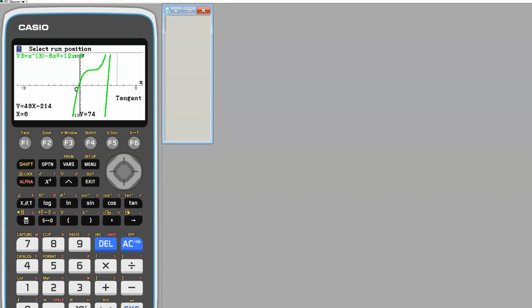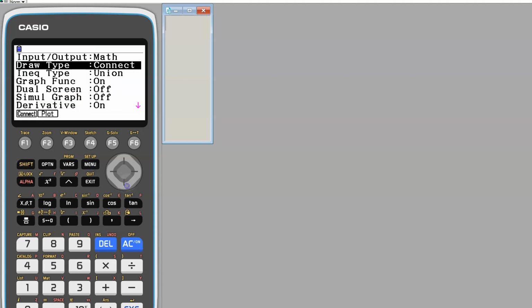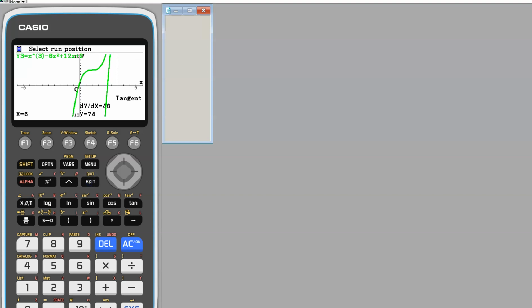If I press enter again, then you can see the equation of the tangent that you should get. If that's not coming up for you, it means you have not got your derivative on, from something we talked about in a previous video. So you just go shift menu, scroll down, and you turn your derivative on. Okay, so hopefully that makes sense to you.